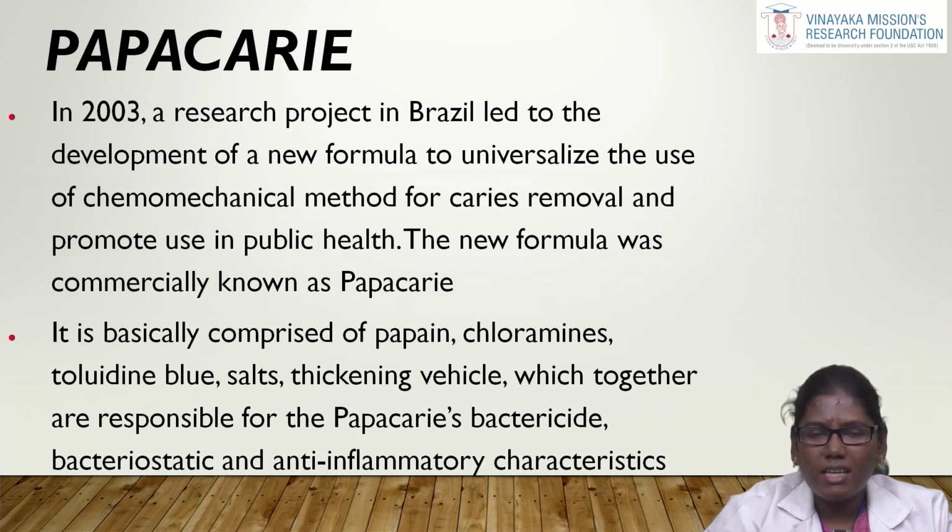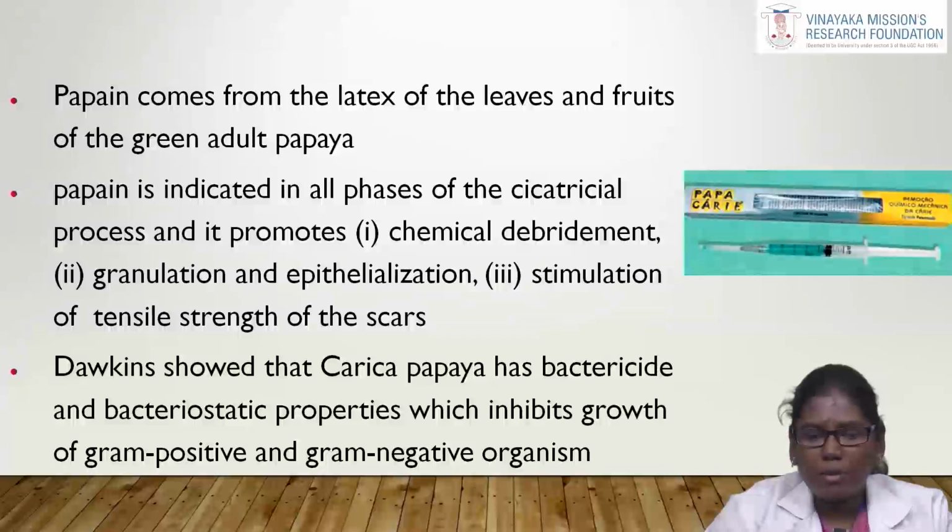The composition is basically comprised of papain, chloramine, toluidine blue, salts and a thickening vehicle, which together are responsible for the bactericidal, bacteriostatic and also anti-inflammatory properties. Papain is derived from the latex of leaves and fruits of green adult papaya, and is considered an effective ingredient because it is indicated in all phases of the cicatricial process, and it promotes chemical debridement, granulation and epithelialization, and stimulation of the tensile strength of the scars.